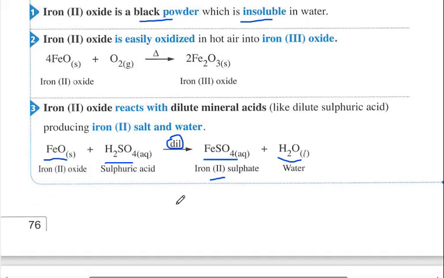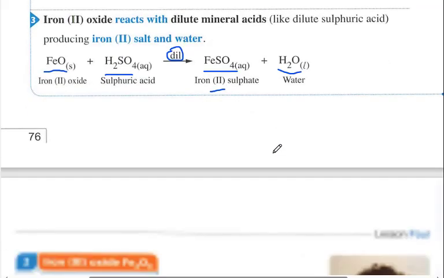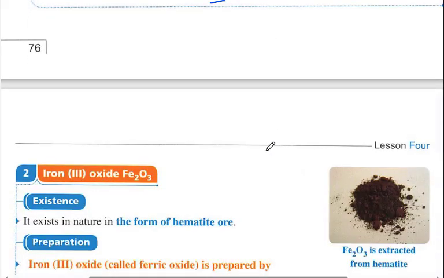Okay, we have to notice also something to memorize which makes it easy for us to balance this equation: the number of oxygen atoms in the oxide molecule equals the number of acid molecules and the number of water molecules. Here one oxygen atom uses one molecule of dilute sulfuric acid to produce one molecule or 1 mole of water. Okay, this is the ferrous oxide.